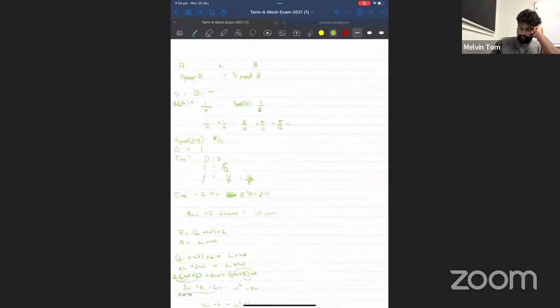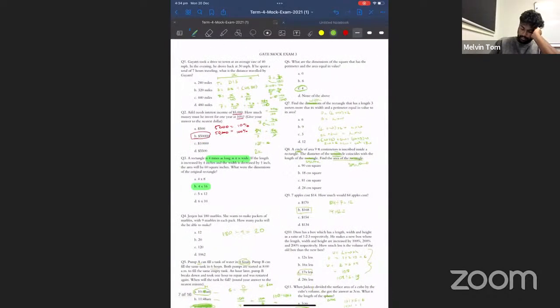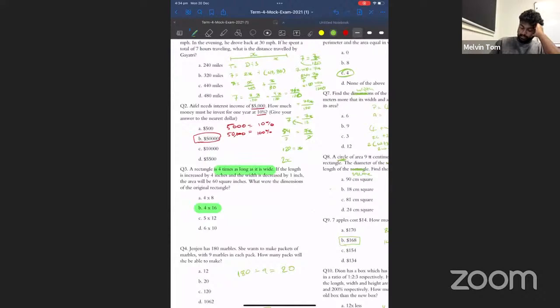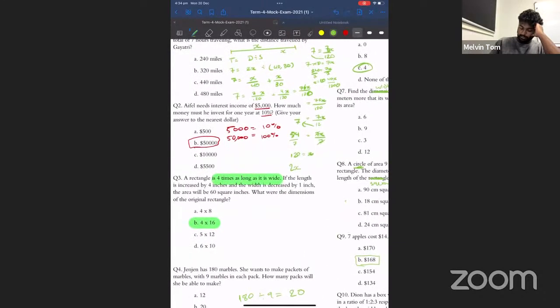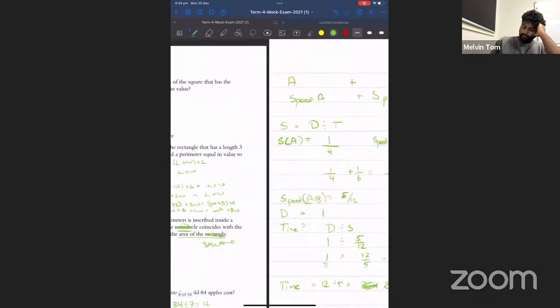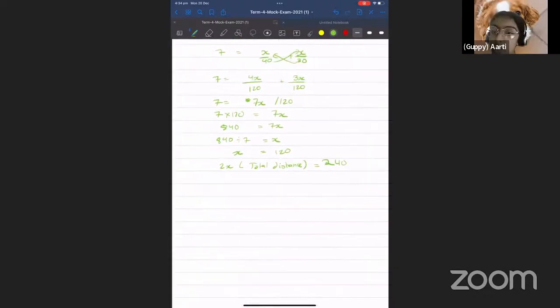Question number 2. Eiffel needs interest income of $5,000. How much money must he invest for 1 year at 10%? So here, wait, what was the question again?